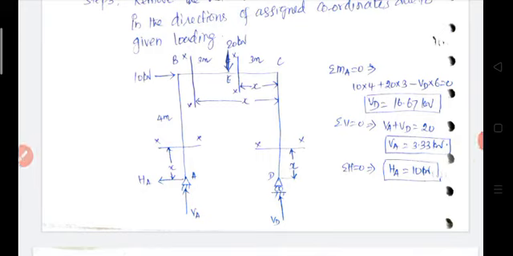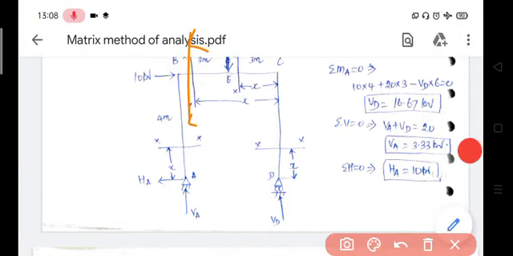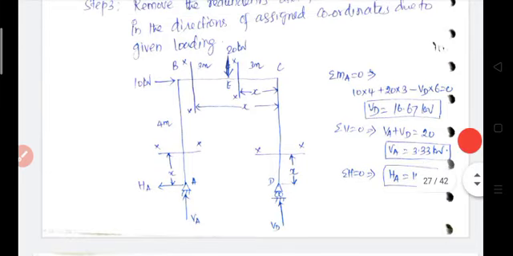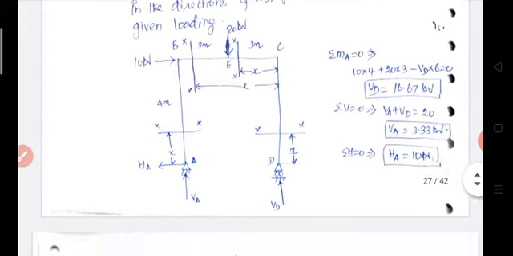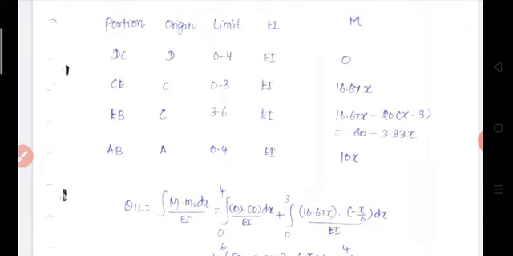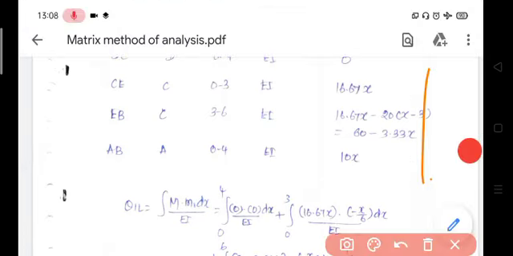Then for the EB portion, again consider section XX, which is x distance from C. So, bending moment on the right of the section is equal to VD into x minus 20 into x minus 3. Then finally for the AB portion, again consider section XX, which is x distance from A. So, bending moment on the left of the section XX is equal to HA into x, where HA is equal to 10 into x. So, these are the bending moment equations.